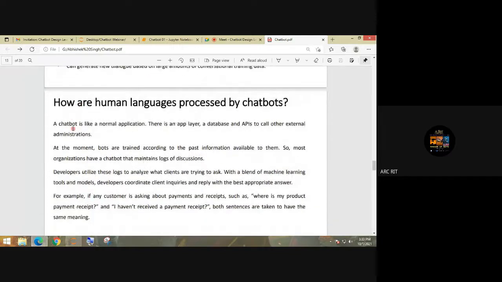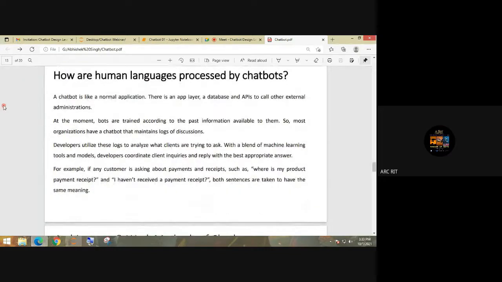Now, how are human languages processed by chatbots? A chatbot is like a normal software application, and like any other application, there is an app layer. It should have some database, some APIs, obviously, to call other external administrations. Now, how bots are trained: bots depend on the information available with them.